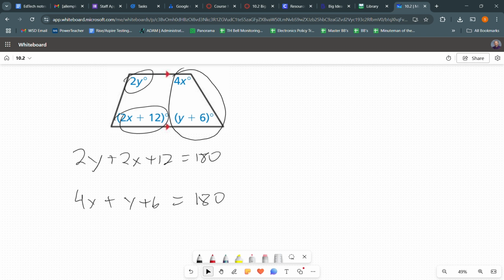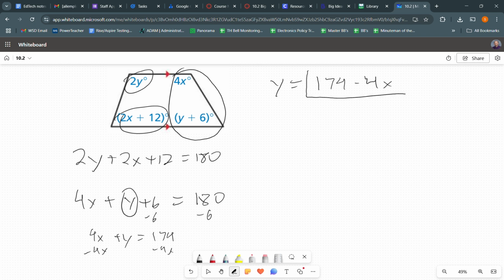Now we can use the method of our choice. This is now a system of equations to solve for one of our variables. I'm going to use substitution. We'll solve for this y right here. So I'll subtract 6 right here. Subtract 6. We end up with 4x plus y equals 174. Subtract the 4x on this side. We end up with y equals 174 minus 4x.